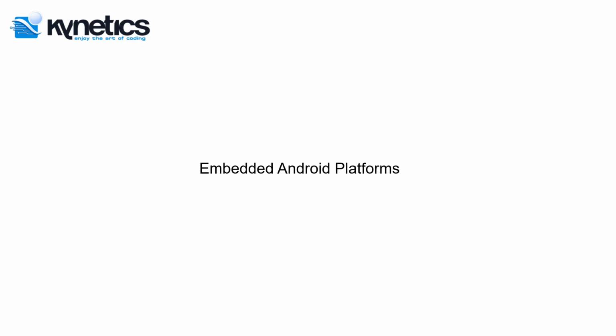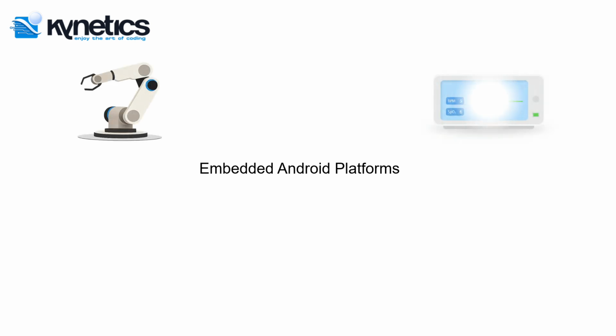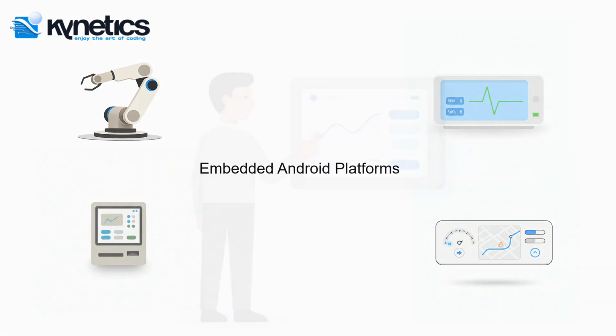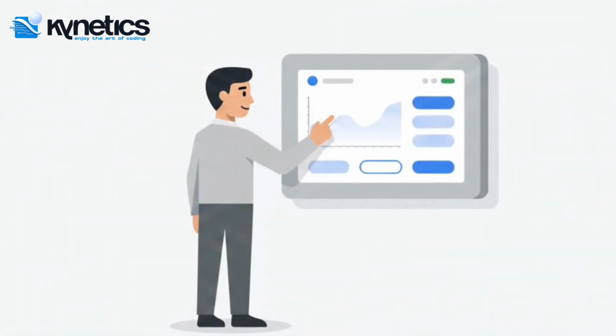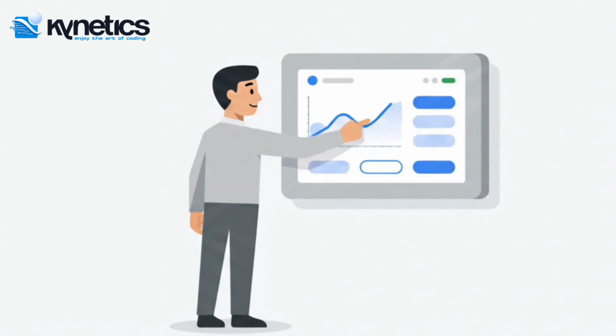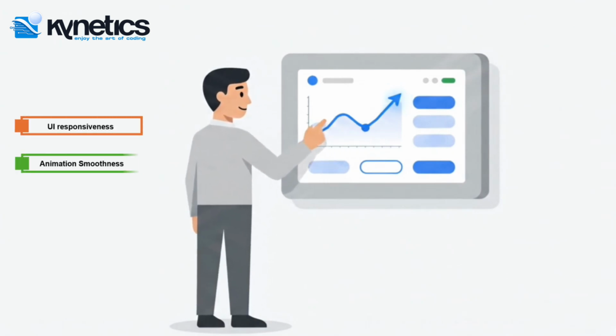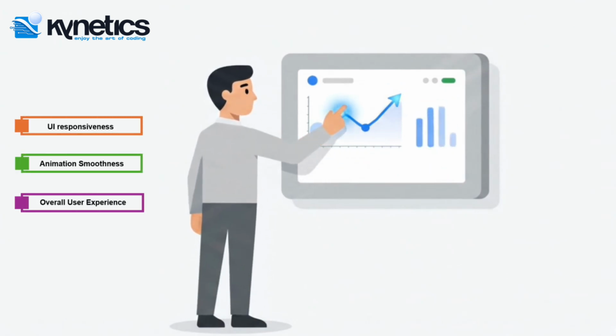Embedded Android platforms are widely used in industrial automation, medical devices, transportation systems, and advanced human-machine interfaces. In these applications, graphical performance directly impacts UI responsiveness, animation smoothness, and overall user experience.